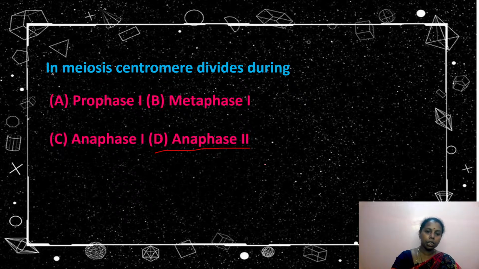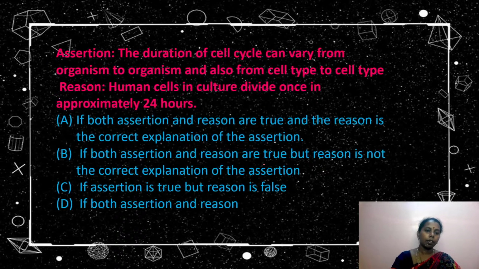Okay, so the next question is an assertion and reason sort of question. Okay, then fine, let us do. Assertion: The duration of cell cycle can vary from organism to organism and also from cell type to cell type. Reason: Human cells in culture divide once in approximately 24 hours.